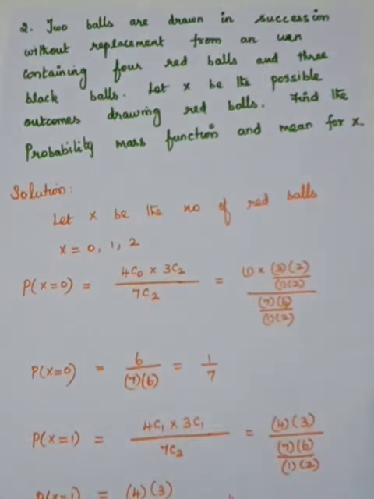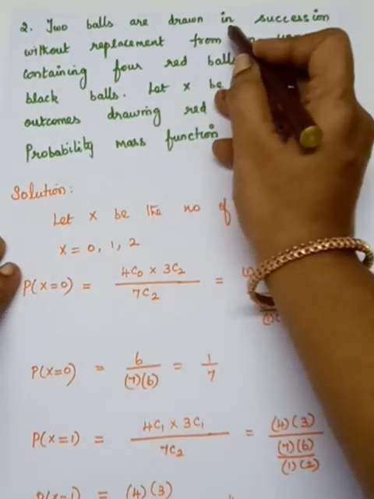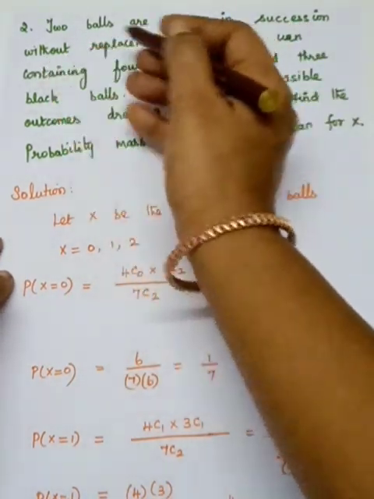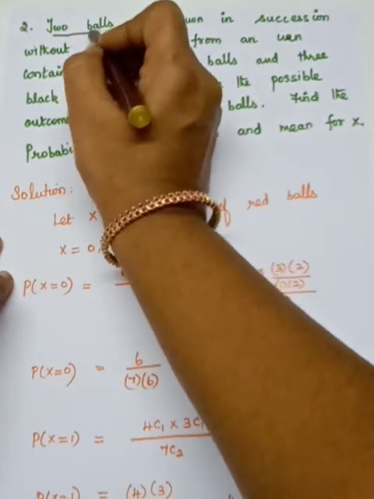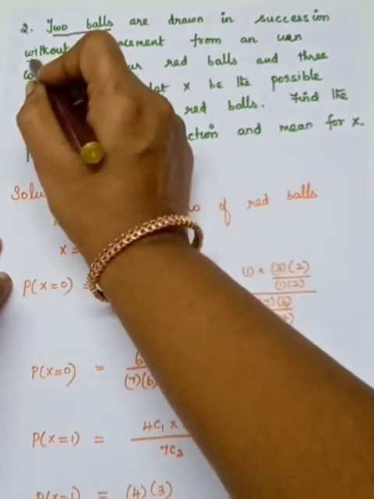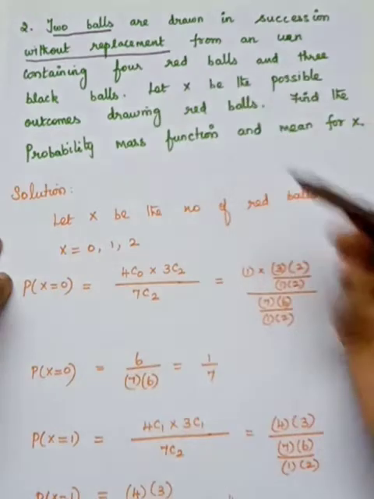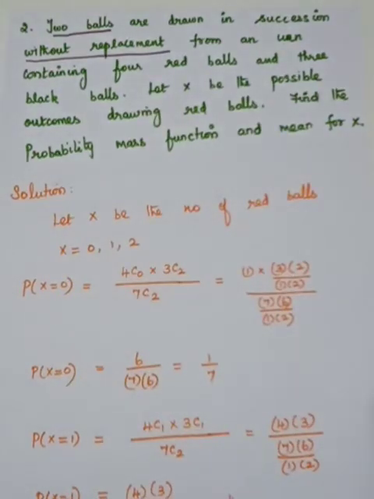See that each and every word is important. Two balls are drawn in succession without replacement. So without replacement is what? If you take the first ball, it is not going to be replaced in the urn. It is kept separately. Then we are going to draw the second ball. So this word is important, without replacement.